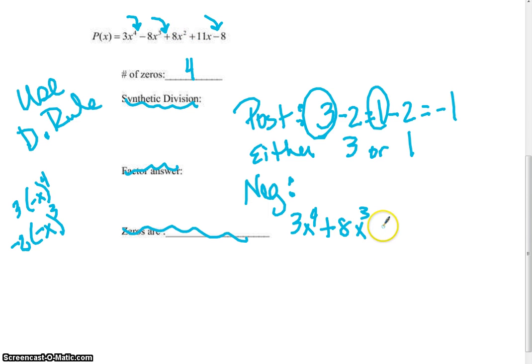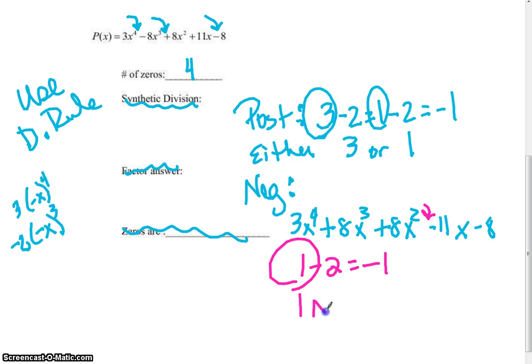Even degrees are not going to change, so it stays plus 8x squared. It becomes minus 11x, and it stays minus 8. So now when I look for sign changes, positive, positive, positive, negative, negative, I have one sign change, right? Which tells me 1 is where you start. So 1 minus 2 is negative 1, so that's where I get to stop. This is my only positive, so there is one negative.